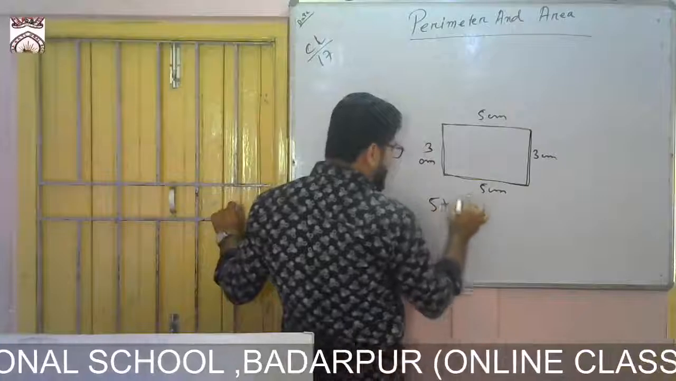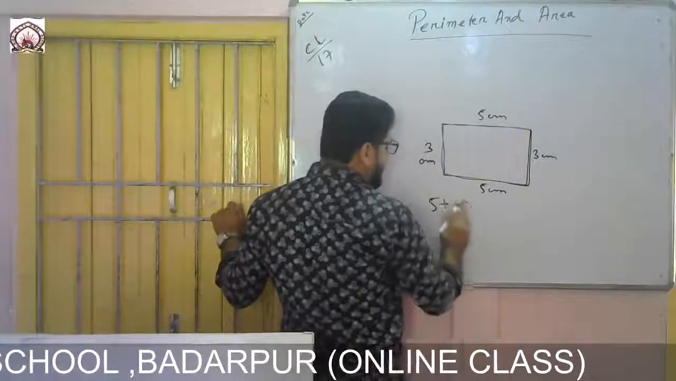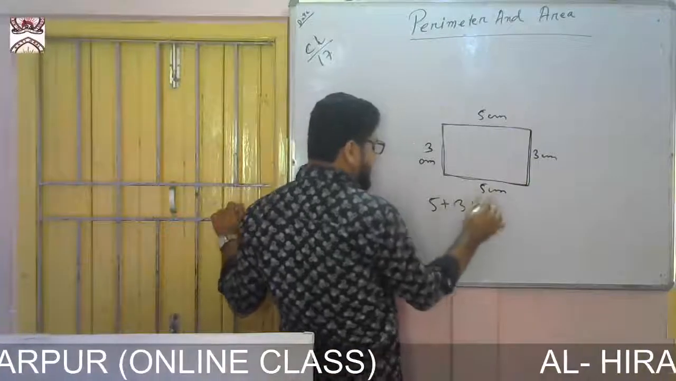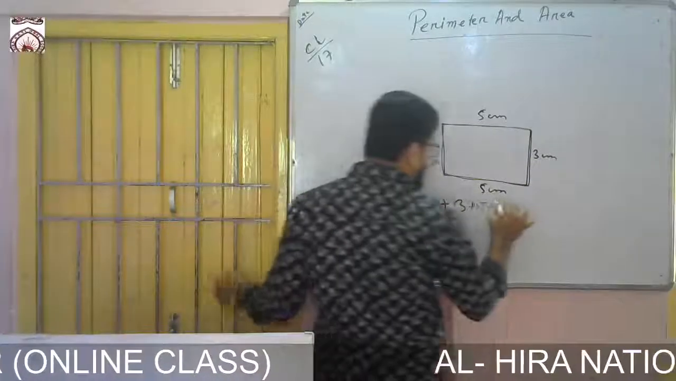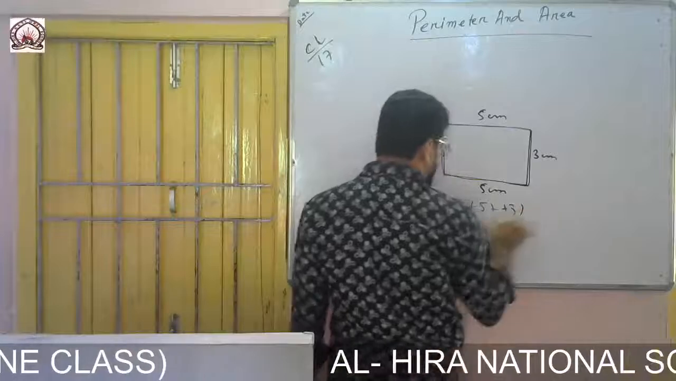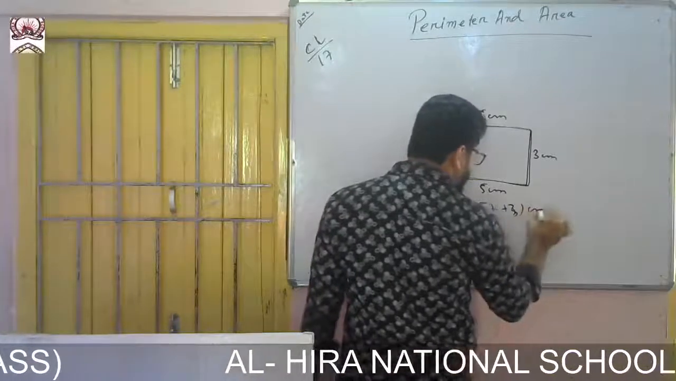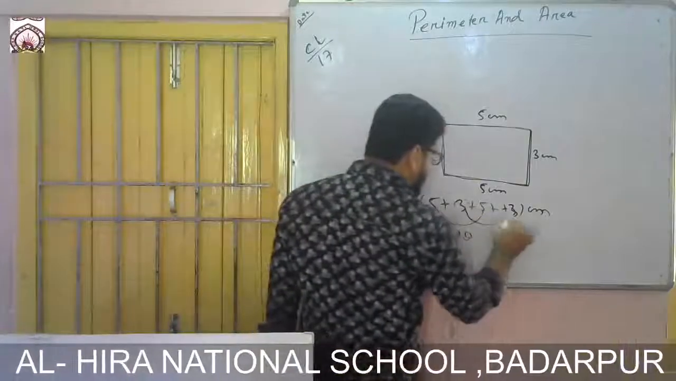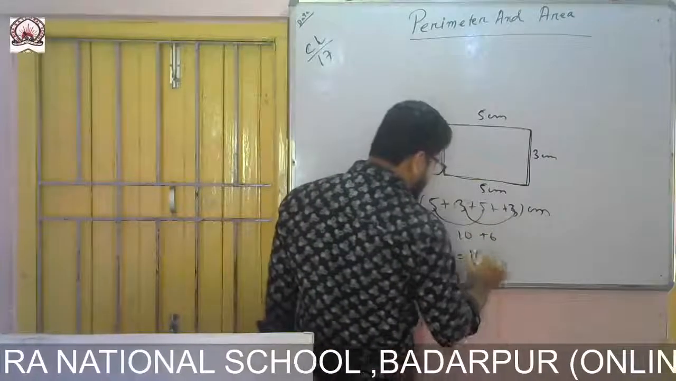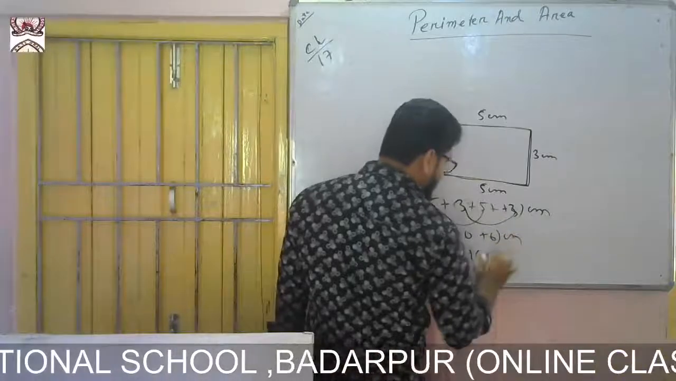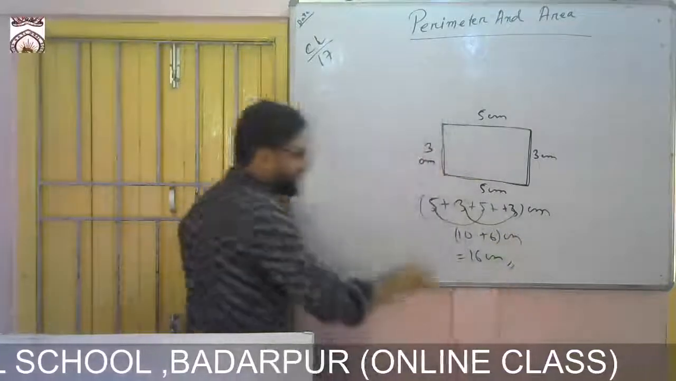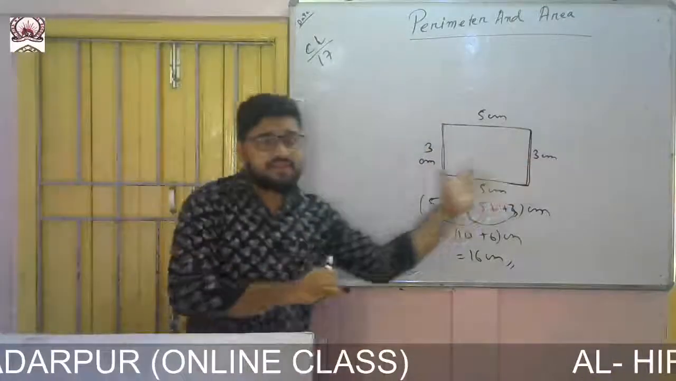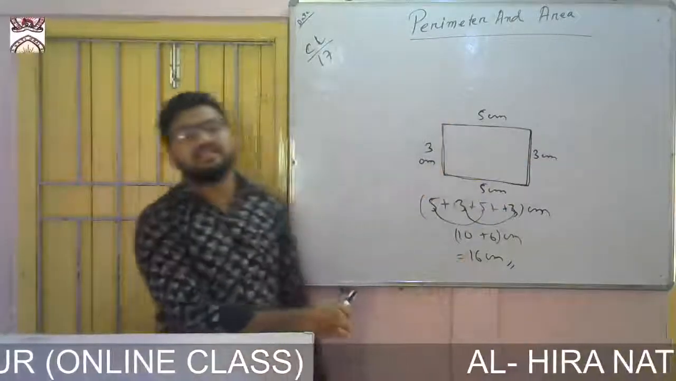So I can say 5 centimeter plus 5 centimeter, or you can write: 5 centimeter plus 3 centimeter plus 5 centimeter plus 3 centimeter. If I add all, I shall get 5 plus 5 is 10, 3 plus 3 is 6, so 16 centimeter. So the perimeter of this rectangle is 16 centimeter.